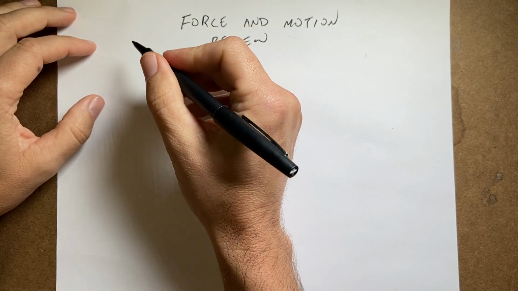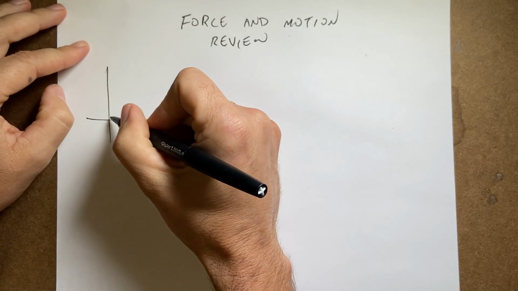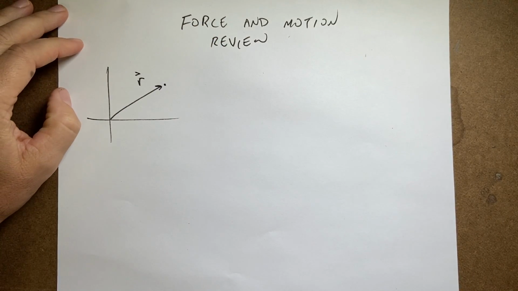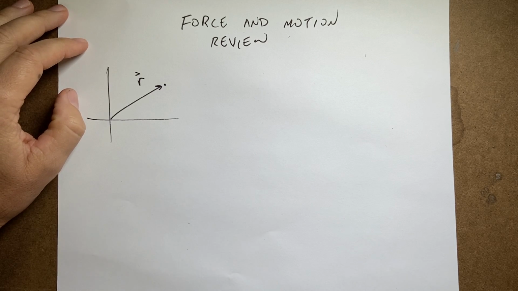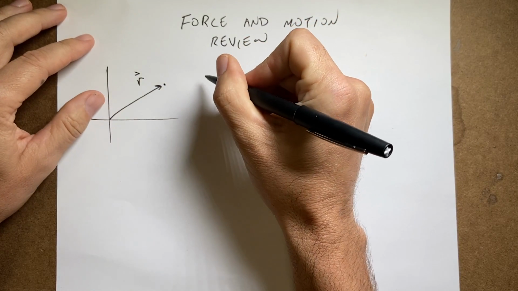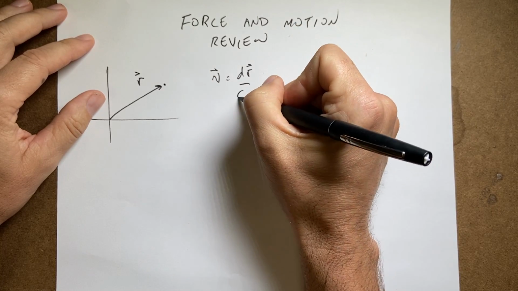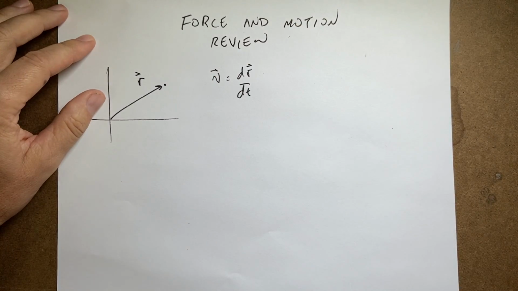Let's say I have some position, some vector position r, and that's the location of that. If I look at how that position changes, that is the velocity. So we could say velocity is dr/dt, and you can take the derivative of a vector as I showed in my last video.